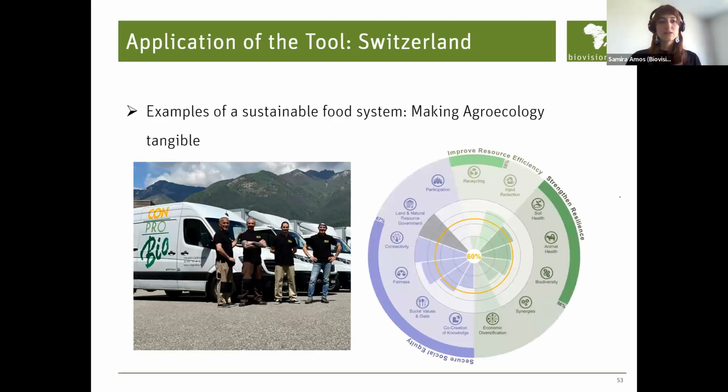So as an example, here's Conprobio. Conprobio is a Swiss distribution channel based in the Italian part of Switzerland that distributes organic products. And this is the BACT evaluation of Conprobio. And as you can see, Conprobio really makes a change in the principle of connectivity, because it brings together consumers and producers, and it creates regional value. So this is just a really hands-on example of how the BACT can be used to make agroecology more tangible for the public as well as policymakers or the practitioners themselves.